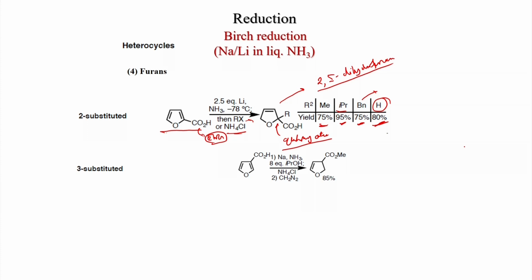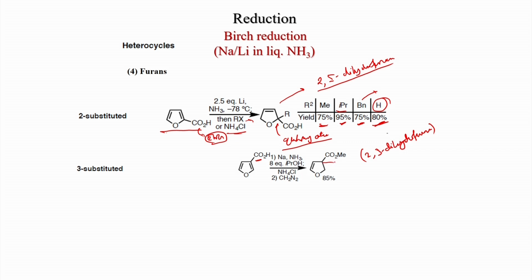For a 3-substituted furan, suppose the carboxylic acid is at the 3 position, then like our earlier pyrrole case, the reduction will change. Now you will get 2,3-dihydrofuran, because formally hydrogen has been added at the 2 and 3 positions. So, sodium, liquid ammonia and 8 equivalents of isopropanol, ammonium chloride. This is the proton source.